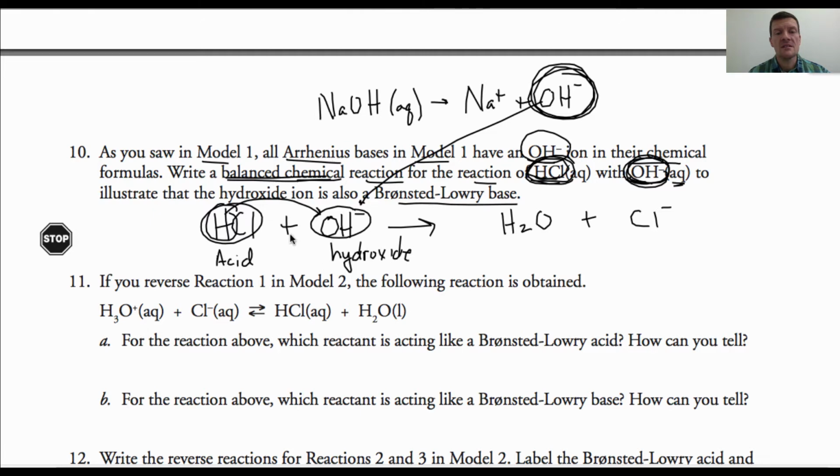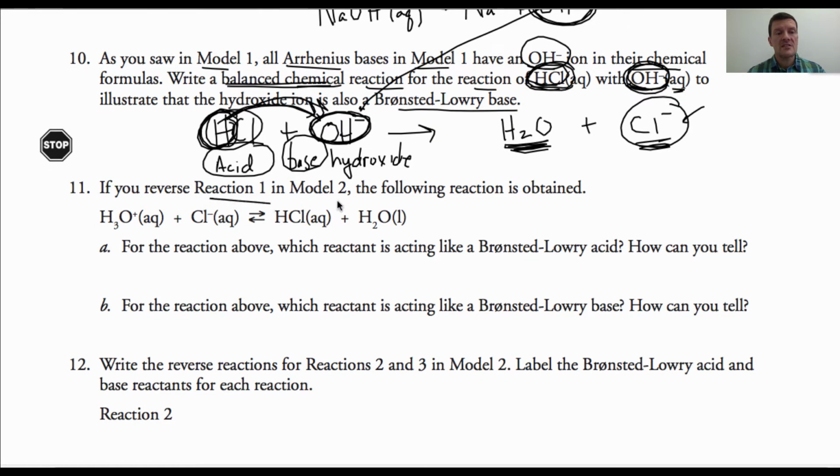this is your base, what is going to form? Water and then some other ion or some other particle, in this case, this is your chloride ion. Okay? So the H plus and the hydroxide ion actually form water when they get together. But it is the OH negative, the hydroxide, that is accepting the H plus, so it's acting as the base, and it is HCl that is donating the H plus, so it's acting as the acid.